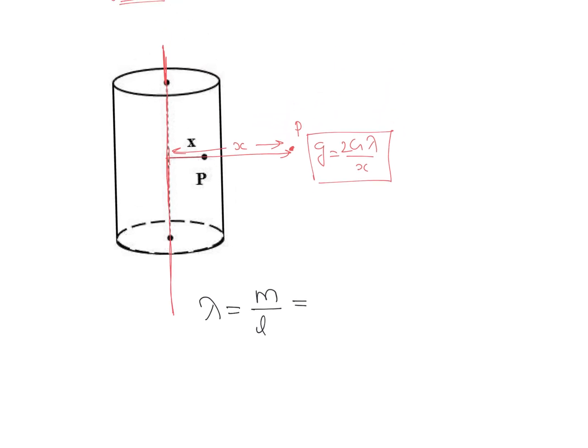In this type of question, they will give the value of sigma. Sigma is the mass per unit area, also known as areal density. So this is nothing but mass divided by area.